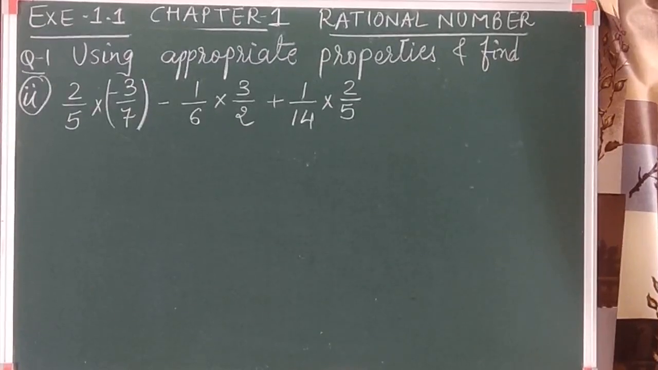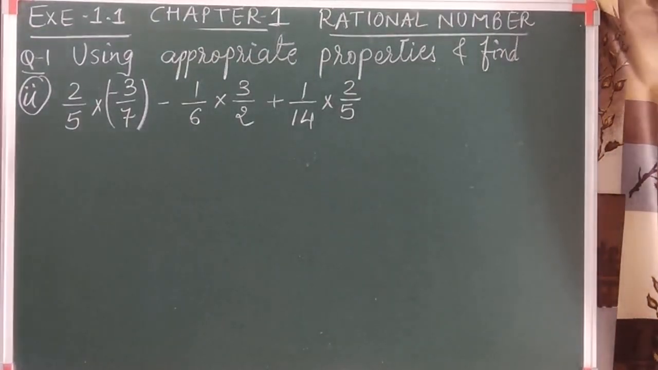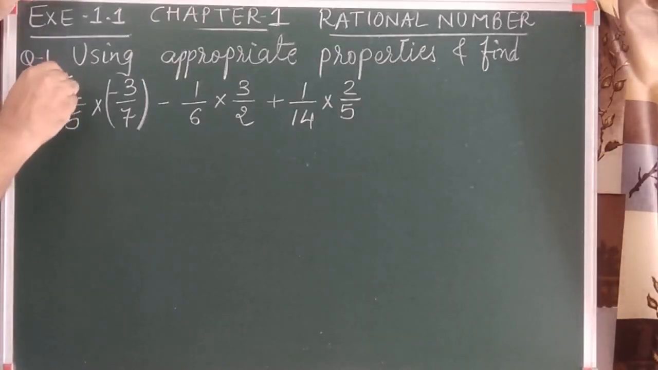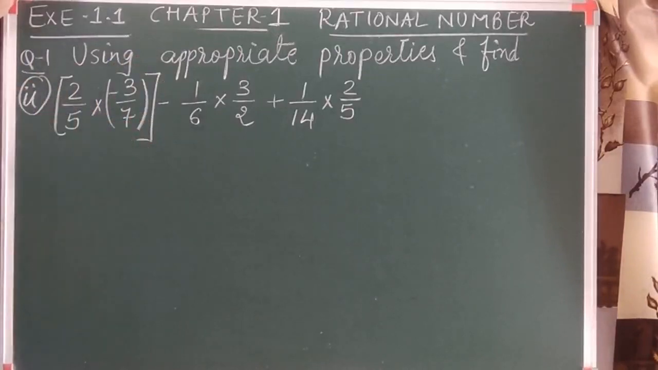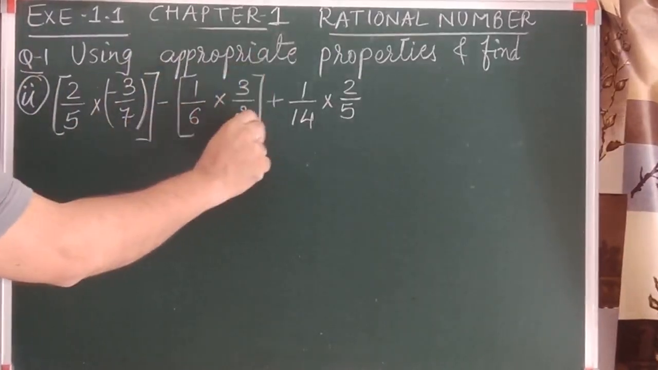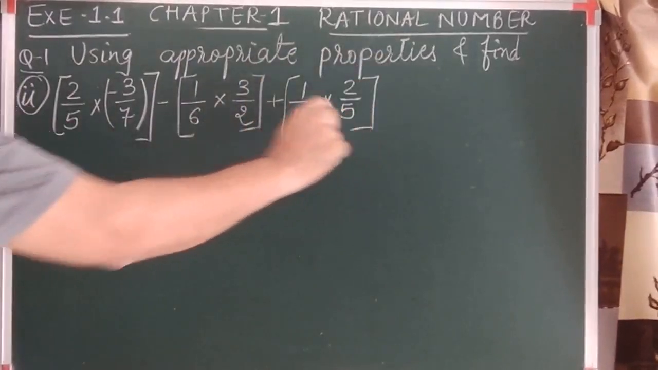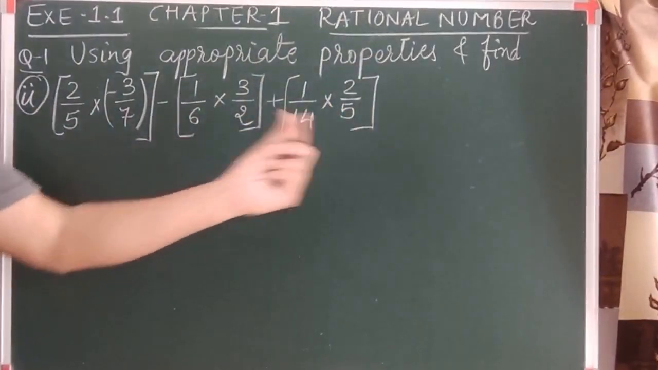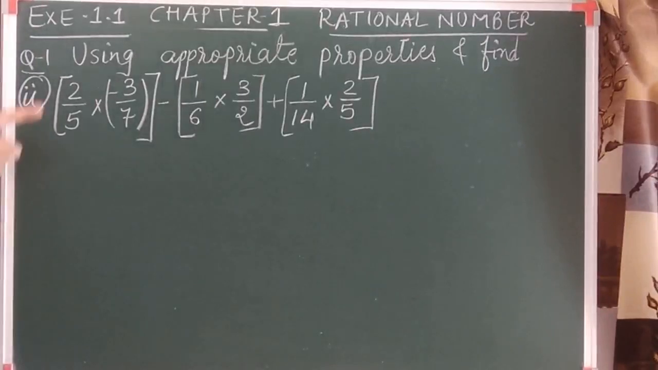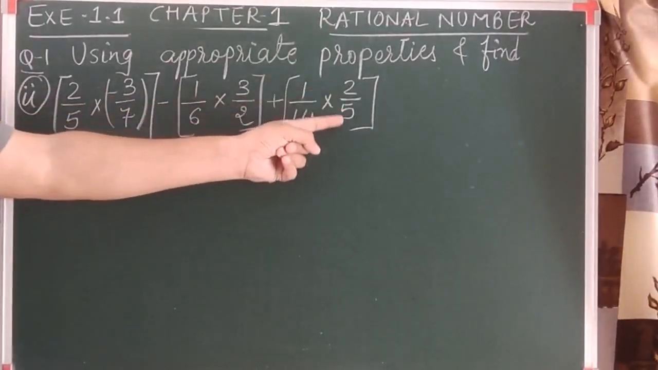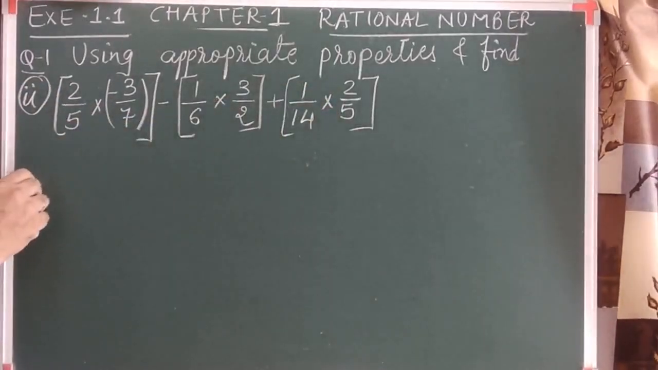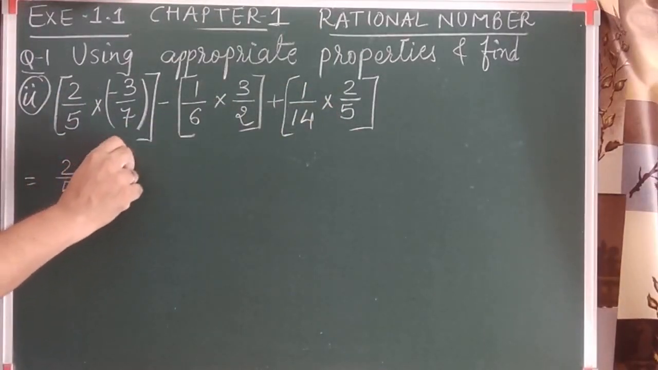Let's continue with the second part of question number 1. Again we have to use the appropriate property and simplify this. As we discussed in the first question, we are supposed to group together those two terms which have one of the terms common or equal. So we can consider that this is one term because it has a product. This is considered as another term. This is considered as another term. So now we have 3 terms. Which 2 terms have the equal term? It's 2 by 5 here, and you can see the last term also has 2 by 5. So let's write both the terms together.